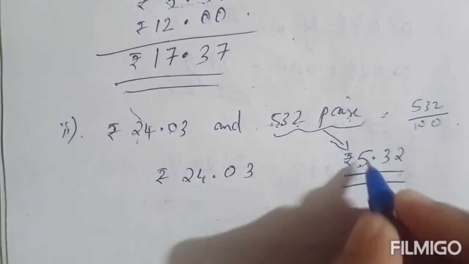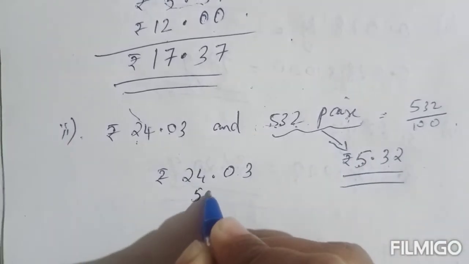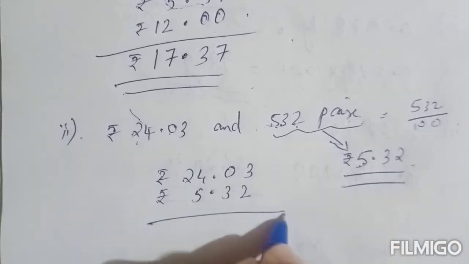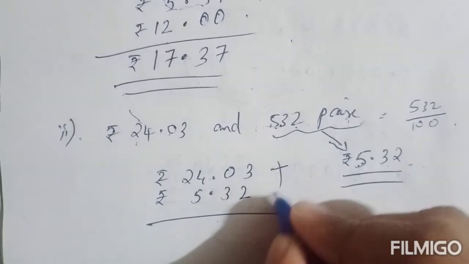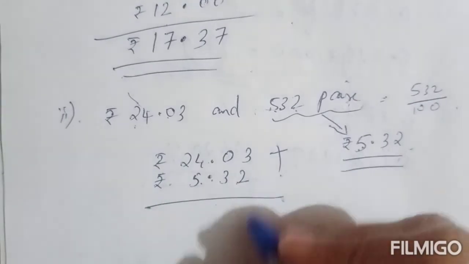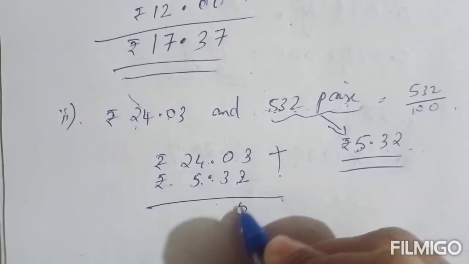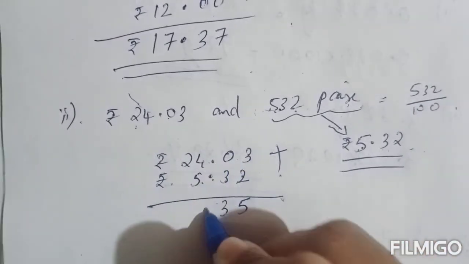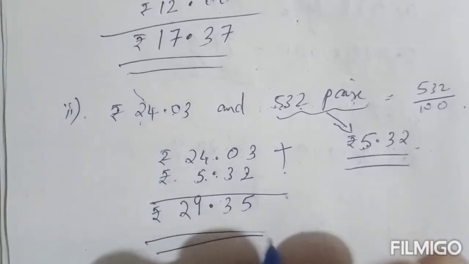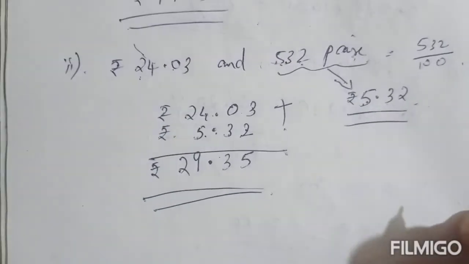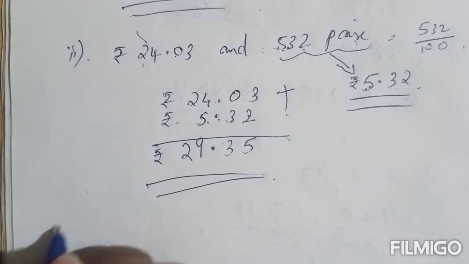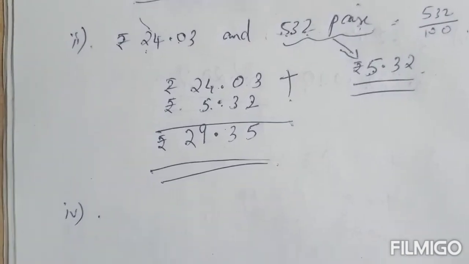Okay. Now this rupees part you can write before decimal point and paise part you can write after decimal point. This will be 24.03 plus rupees 5.32. Now on adding what you will get, 3 plus 2, 5, 3 plus 0, 3, decimal point, 5 plus 4, 9 and 2. The answer will be rupees 29.35. Okay. Now in that fourth one, third one you can do as homework.